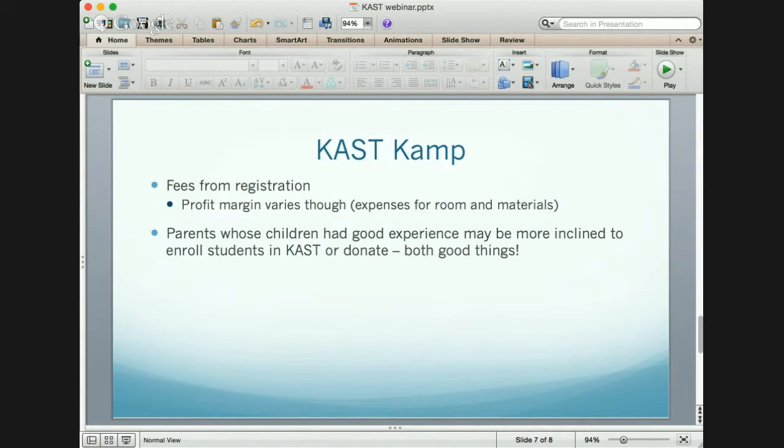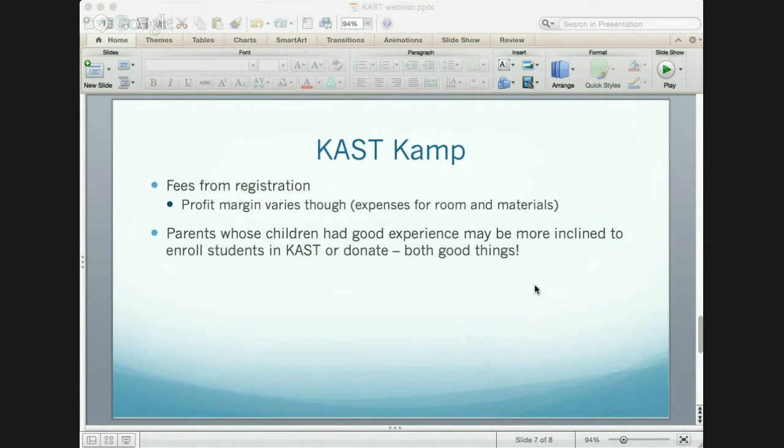But the nice thing about KAST Camp is that if the parents of the children in the program see that their children had a really good time, they tend to be more willing to support KAST during the general school year, either by enrolling their students, giving donations, or just always a good thing. Grace, anything to add? No, I think you covered it.